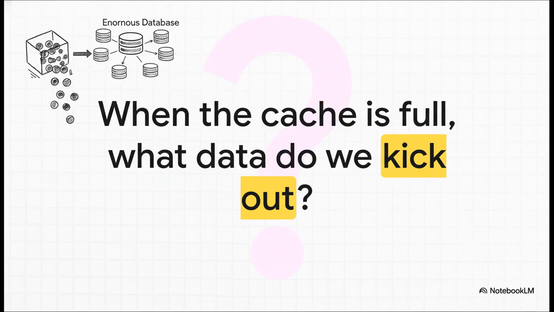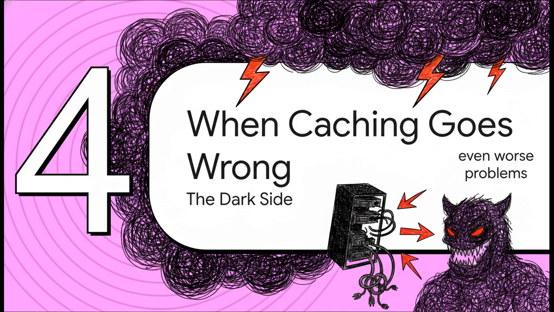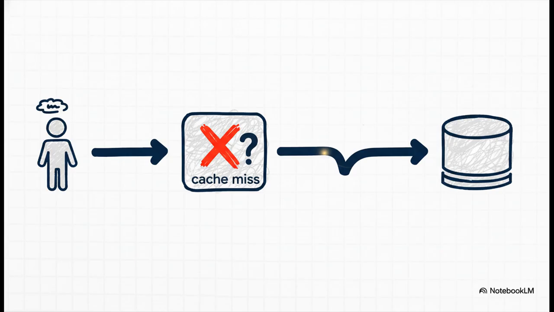How do you decide? When you answer those two questions poorly, well, that's when you enter the dark side of caching. Because if your strategy is off, you can end up creating brand new problems that are way worse than the latency you were trying to fix in the first place. Yeah, it sounds totally paradoxical, but it is absolutely true.